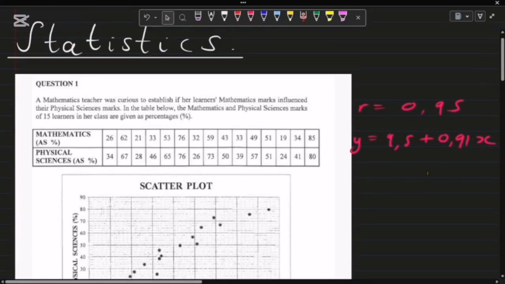Okay, so let's begin. It says that a mathematics teacher was curious to establish if her learners' math marks influenced the physics marks. And then in the table below, the maths and physics marks of 15 learners in her class is given as percentages. So straight up we know that this is the x variable or the independent variable, the maths mark, and then the physics is the dependent variable or the y variable.